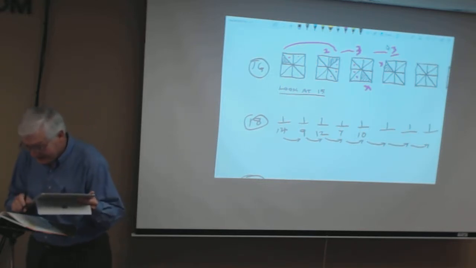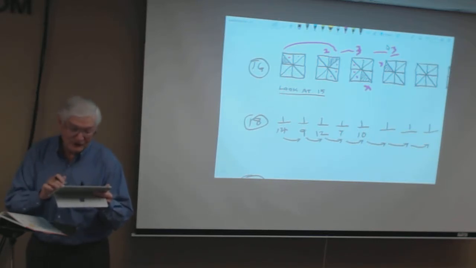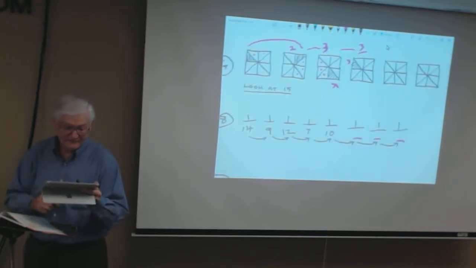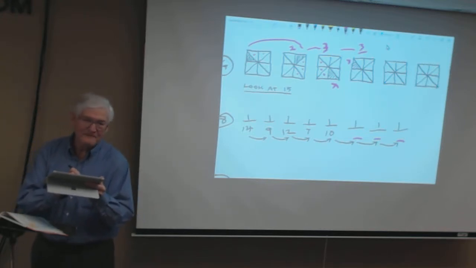And number 18 says, what am I doing now? I'm trying to identify the pattern and then find the next 3 terms. Well, for sure, I know the next 3 terms have a 1 on top. I mean, I can say that for sure, can't I? 1, 1, 1. So now, what's going underneath? How did I get from 14 to 9?